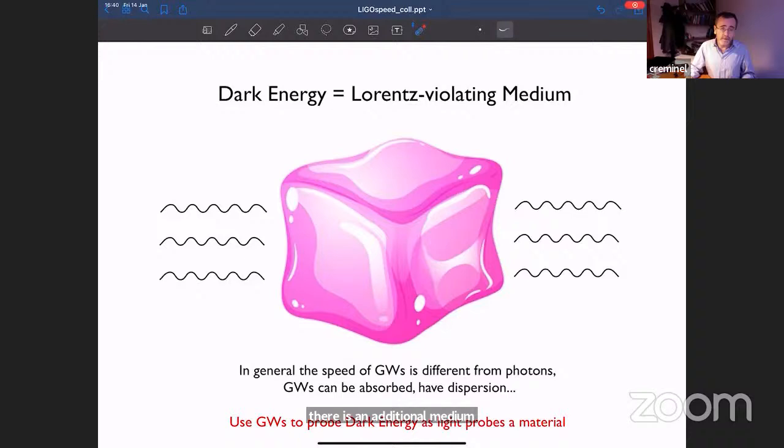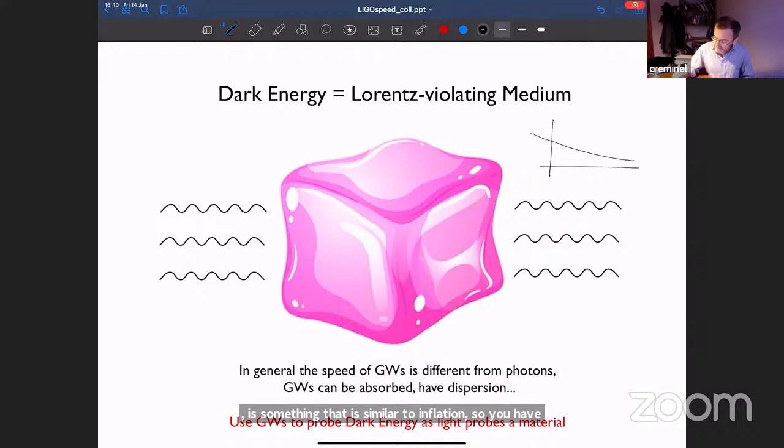For instance, the simplest model that you can have in mind is something that is similar to inflation. So you have a very flat potential. So you have a scalar field phi, and you have a potential, which is very flat, and you have a field which is rolling along this potential. So when I say that Lorentz invariance is broken, I just mean that, of course, the surfaces of constant phi will induce a preferred foliation in your spacetime, okay, which will break spontaneously Lorentz invariance.